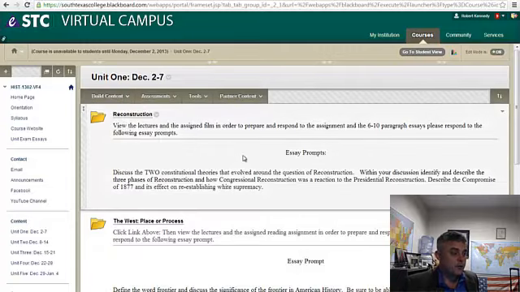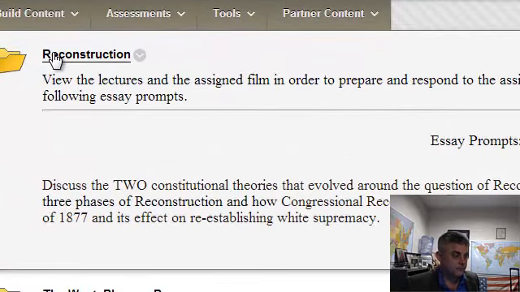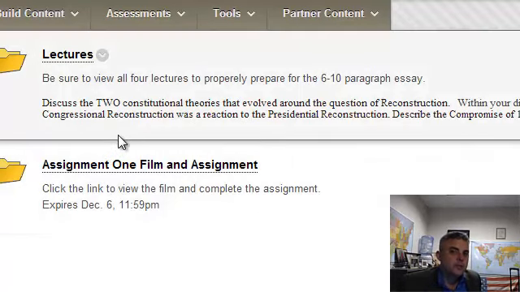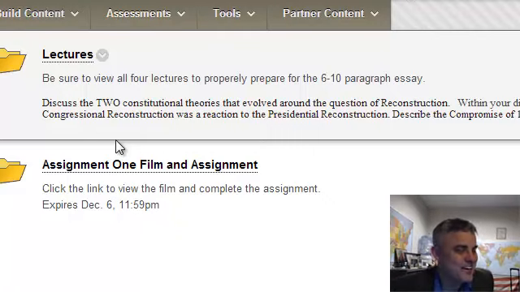All right, so let's start with Reconstruction. Each lecture has an essay question associated with it. So understand that right from the get-go, right? If you understand that, you're way ahead of the game, right? So each lecture, let me repeat it, if it wasn't clear, has an essay question associated with it.